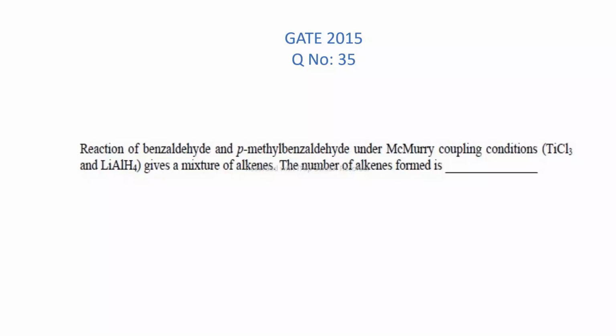Do you know what McMurry coupling is? McMurry coupling is the reaction where the keto group is replaced, just the reverse of ozonolysis. In the ozonolysis reaction, the double bond cleaves into the corresponding keto groups. So here two keto groups will join and we will get an alkene.